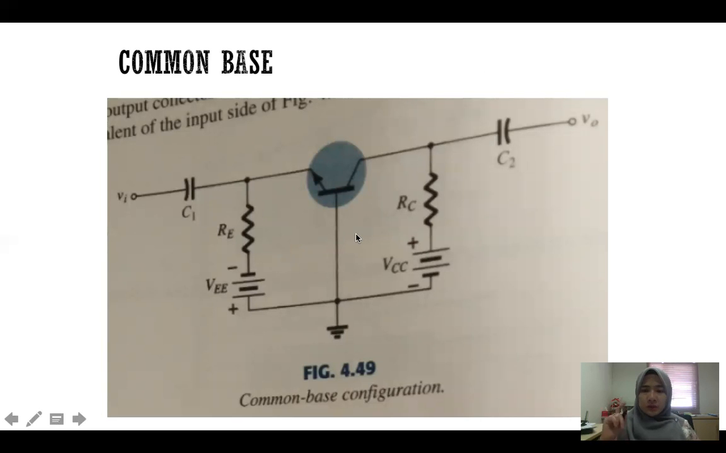So now let's look at the first configuration. This is common base. How do we know that it is a common base? Because the ground here is connected to the base. Remember, this is the base. You have the arrow, so this is the emitter and this is the collector. So if the ground is connected to the base, then it is common base. If it's connected to the emitter, then it is common emitter. But if it is connected to the collector, then it is the common collector.